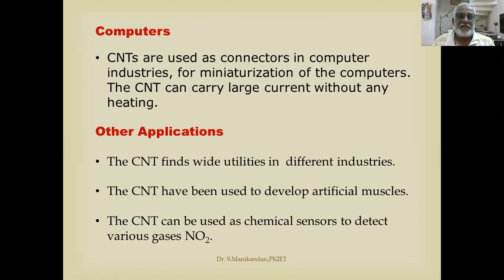We will discuss some other applications. The CNT finds wide utility in different industries. The CNT has been used to develop artificial muscles. The CNT can be used as a chemical sensor to detect poisonous gases like nitrogen oxide. Similarly, the CNT can be used in the medical field as a drug delivery system. So these are some of the applications of CNTs.